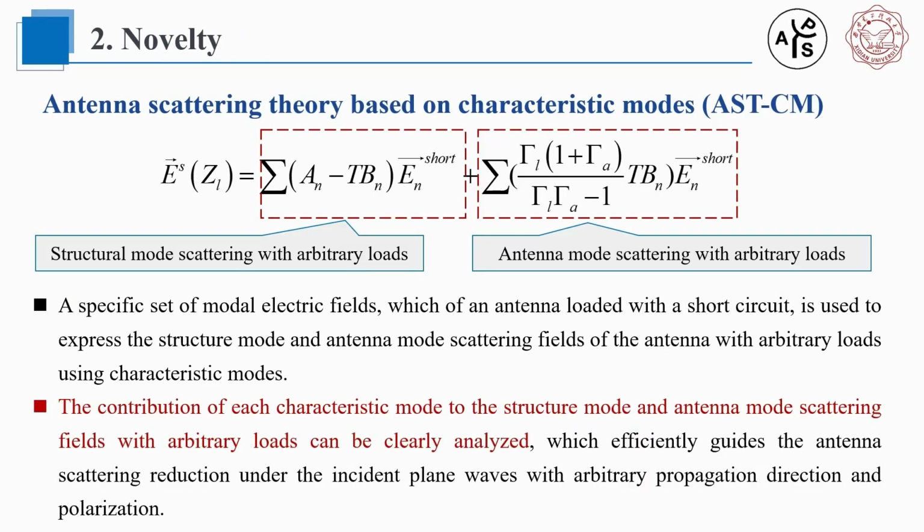In this work, a specific set of modal electric fields, those of an antenna loaded with a short circuit, is used to express the structure mode and antenna mode scattering fields of the antenna with arbitrary loads using characteristic modes. From the view of physical structure, the contribution of each characteristic mode to the structure mode and antenna mode scattering fields with arbitrary loads can be clearly analyzed, which efficiently guides the antenna scattering reduction under incident plane waves with arbitrary propagation direction and polarization.